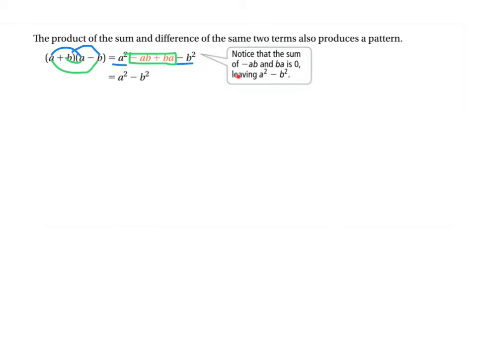It says here, notice that the sum of negative ab and ba, or ab, that's another way of writing it, is 0. So it drops this out, okay? And this is a very, very classic thing that once you see it, oh yeah, we have the exact same binomials except one of them is positive in the middle and one of them is negative in the middle. You're going to get what's called the difference of squares, meaning difference, it's a subtraction problem, and this is a perfect square and so is this. So you get the difference of two perfect squares, a squared minus b squared, okay?